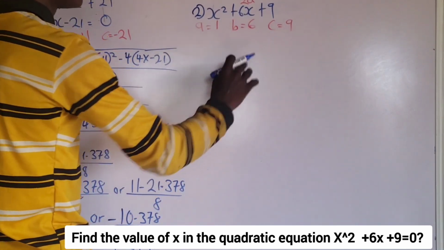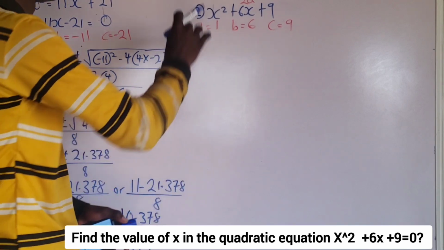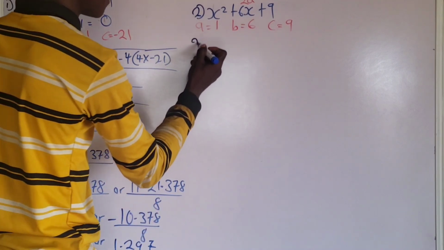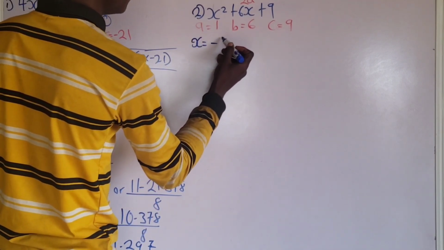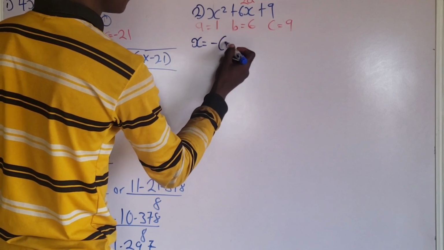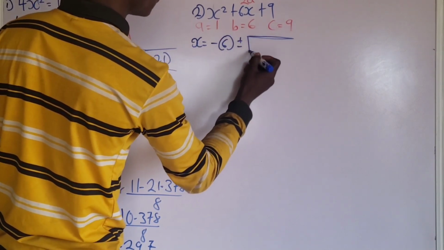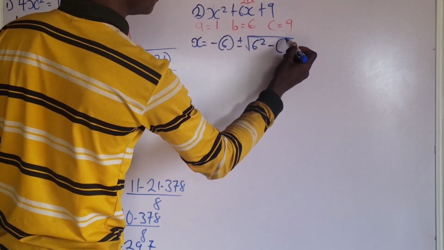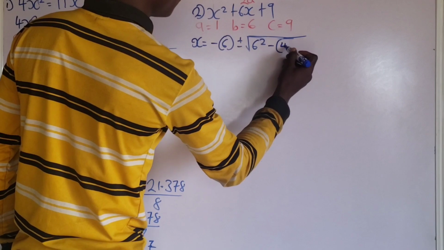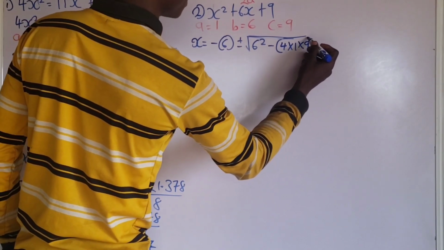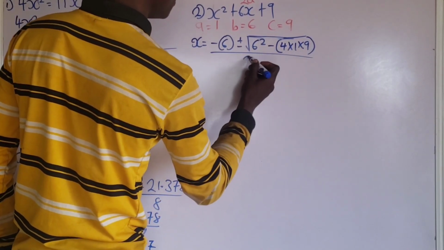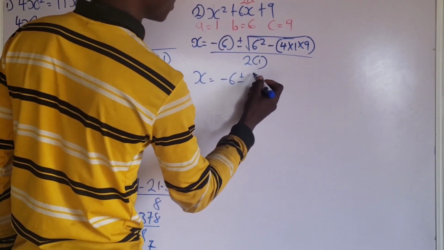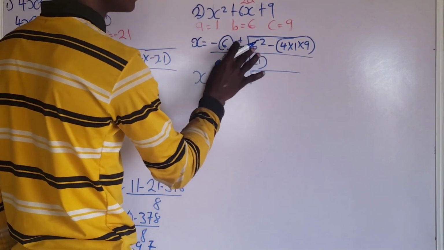So having identified your a, b, and c, the next step is that you just have to substitute the values of a, b, and c in this quadratic formula. Okay, so here I'm going to have x is equals to minus b. B is 6. So I'm going to have minus 6 plus or minus square root of 6 squared minus 4ac, 4 multiplied by 1 multiplied by 9. You understand? All over 2a, 2 multiplied by 1. Okay, x is equals to minus 6 plus or minus square root of 6 squared, which is 36.